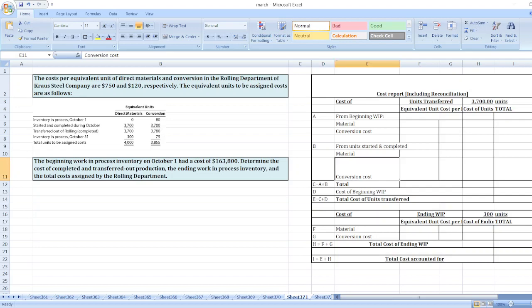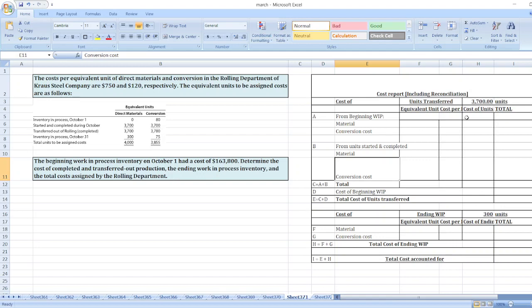Hey guys, the question is, the cost per equivalent unit of direct materials and conversion in the rolling department of Kraus Steel Company are $750 and $120 respectively. The equivalent units to be assigned cost are as follows. Here is the data. The beginning work in process inventory on October 1st had a cost of $163,800. Determine the cost of completed and transferred out production, the ending work in process inventory and the total cost assigned by the rolling department.